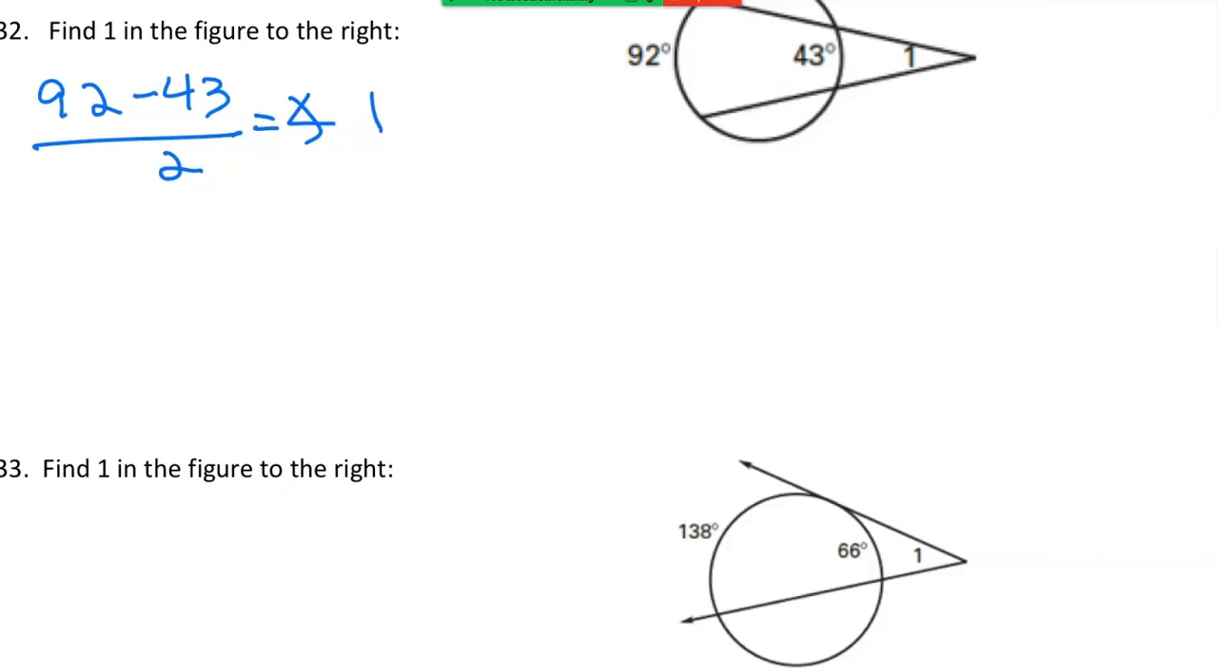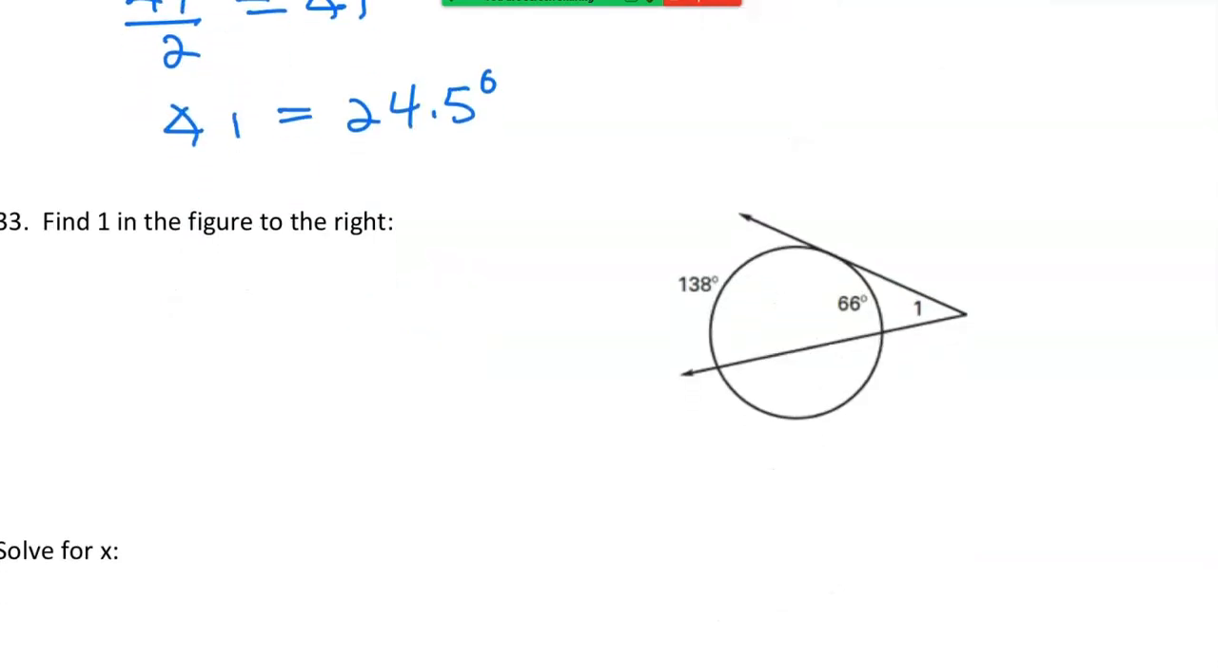So I have 92 minus 43. So doing that gets me 49. So this is 49 divided by 2 equals angle 1. And angle 1 therefore equals 24.5 degrees. Okay, moving on to the next one.